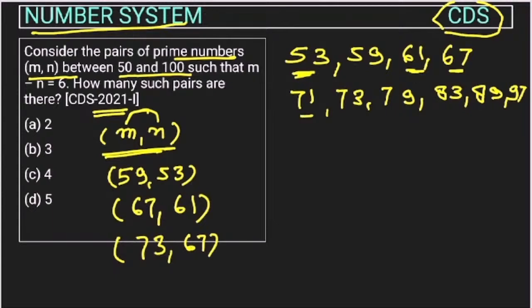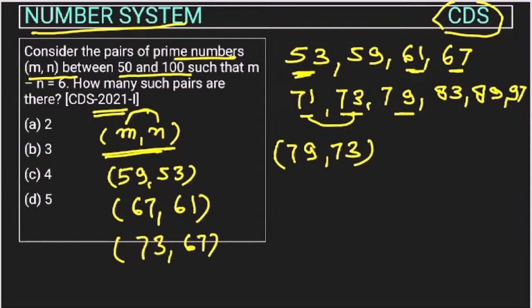Now start with 71. 71 cannot go with 73. Can 71 go with 79? No, because the difference is 8. Now start with 73. 73 and 79, the difference is 6, so we can take this pair. 73 we cannot take with 83 because the difference is 10. Now check 79 with 83: the difference is only 4, so we cannot consider it. 79 and 89 difference is 10, so this pair is not possible.